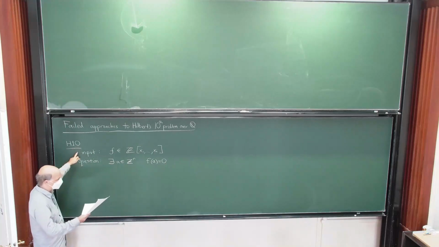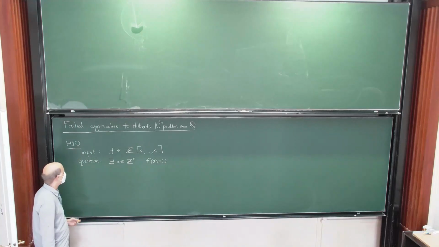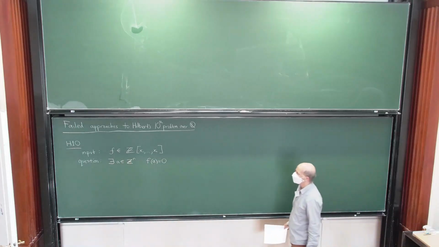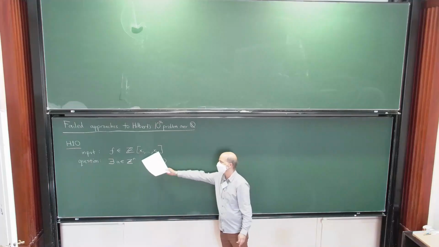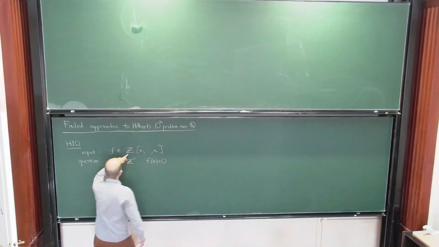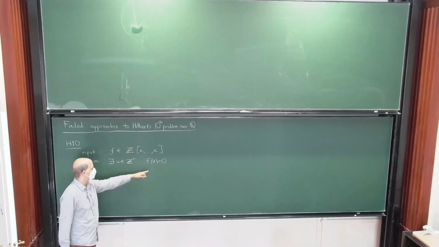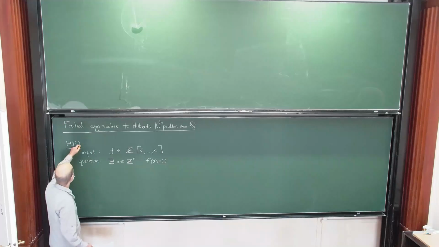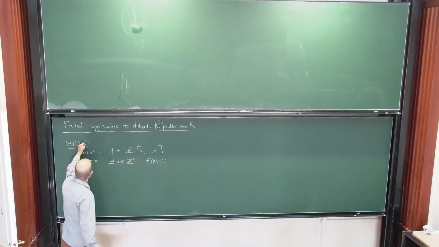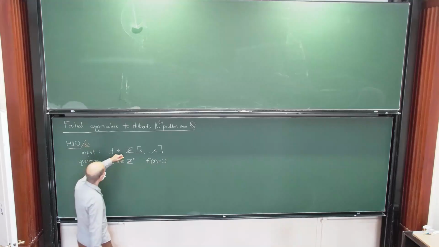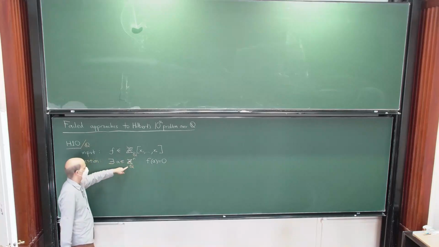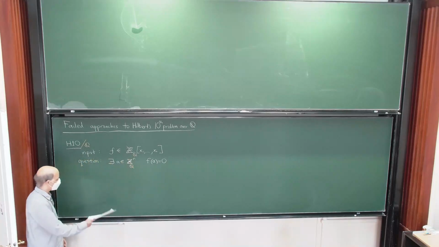So this is a reminder of Hilbert's 10th problem. It's a decision problem where the input is a polynomial in many variables with integer coefficients, and the task is to decide whether there's an integer solution. So we're now going to consider Hilbert's 10th problem over Q, and the only difference is that we replace integers by rational numbers. So we're looking for rational solutions now.